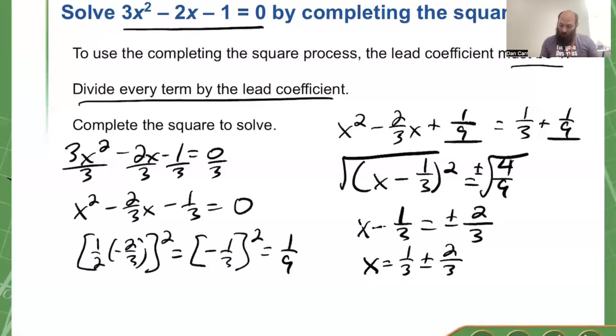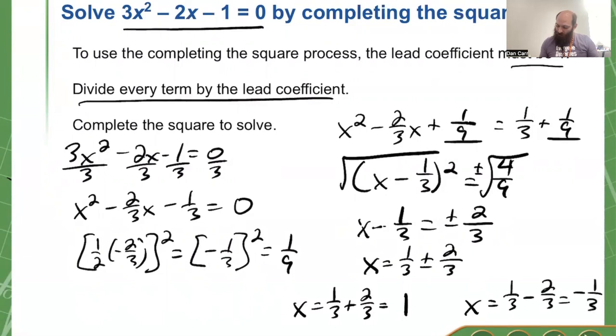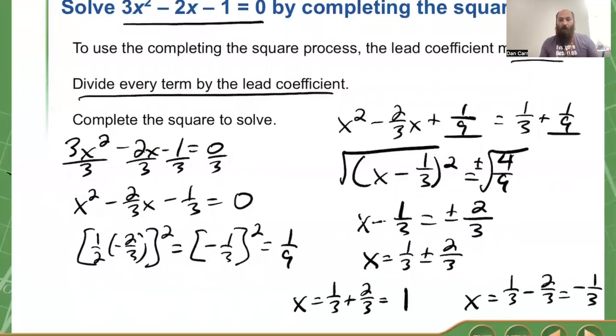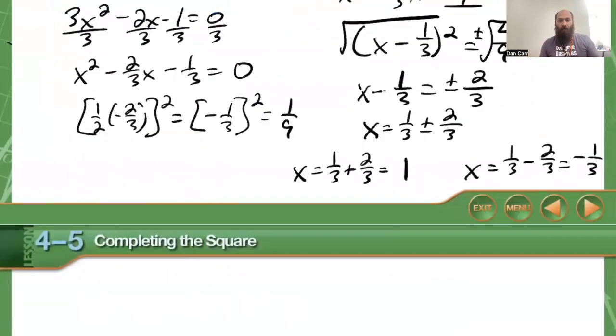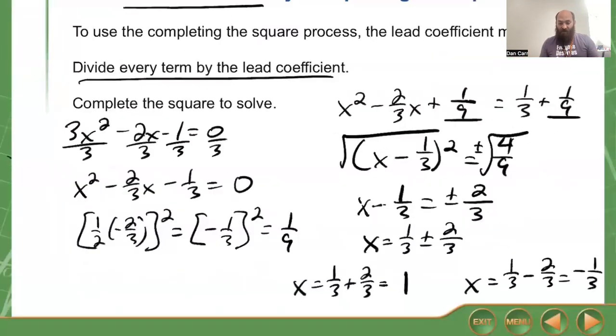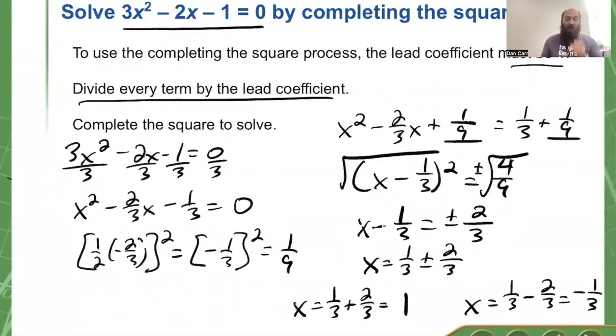Okay, so x is equal to 1/3 plus 2/3. That's going to be 3/3, which is equal to 1. On the other side, I'm going to have 1/3 minus 2/3. So that gives me a negative 1/3. Okay, and that's it. So we can still get our rational solutions here from completing the square like this. Okay, that's actually the only example today.